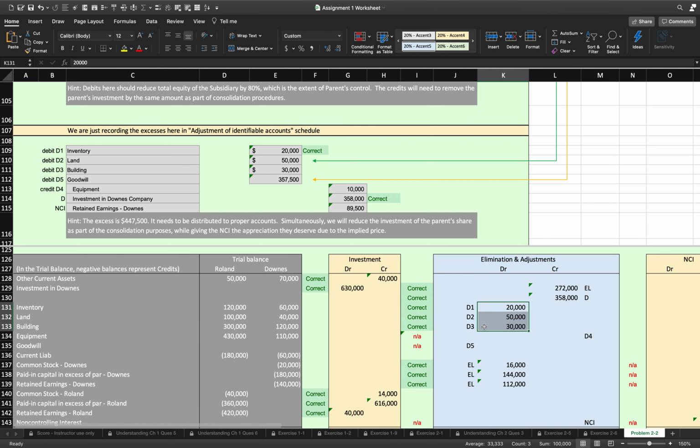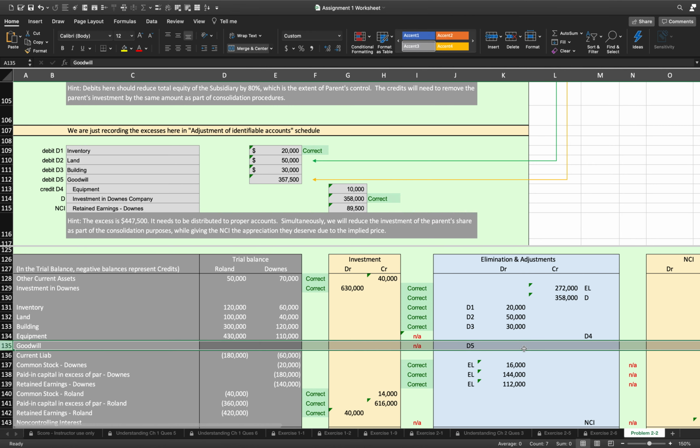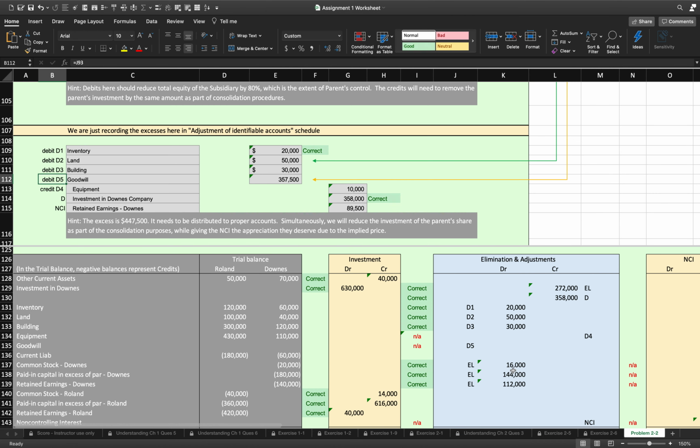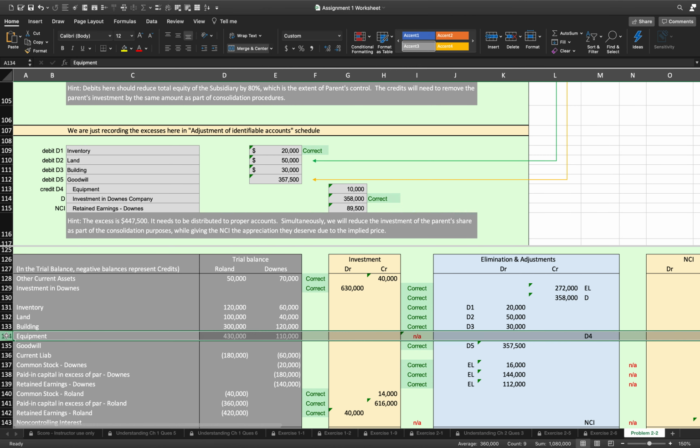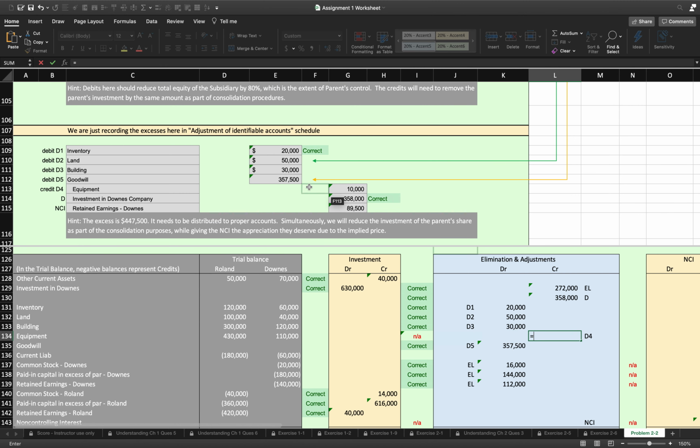Let's go ahead and give this company their fair share of goodwill as well. And goodwill is row 135. That's D5. Boom. So it kind of helps us to know where things are, these labels. And so I kind of like them being there. And we recognize that equipment was an item that was reduced in value from what it was. So we want to credit the equipment by 10,000. And because it's labeled credit, I don't need to go minus here.